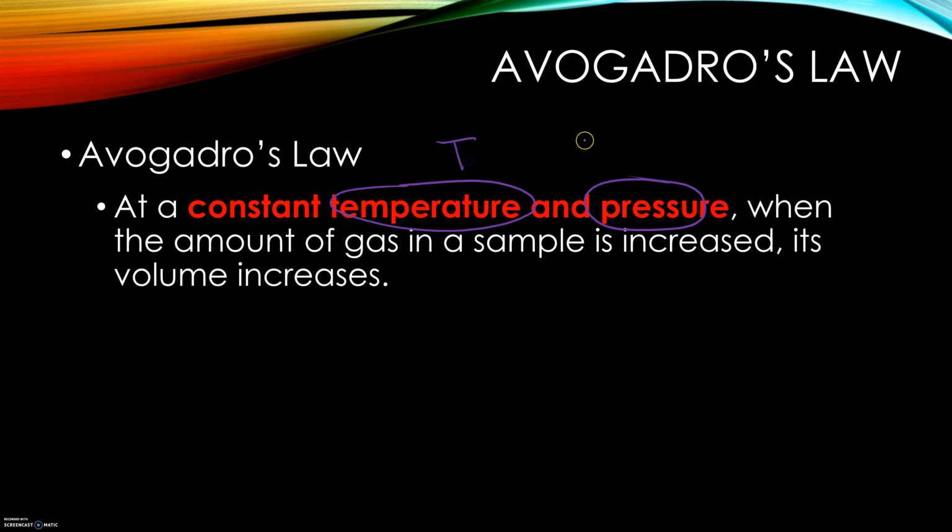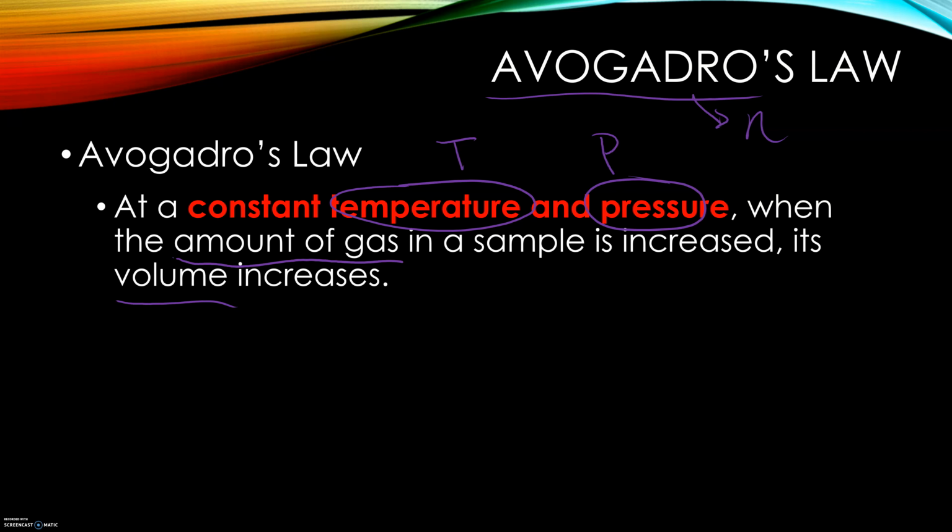We have T and P. So an easy way to remember is Avogadro is all about its T and P being constant. Now, what's being involved? Avogadro, assuming that it's dealing with numbers, is dealing with the amount of gas in a sample with volume. And note the wording of the statement: if the number of gas increases, the volume increases.